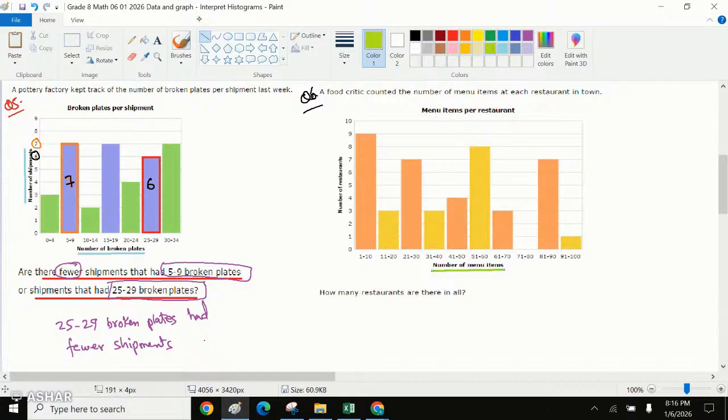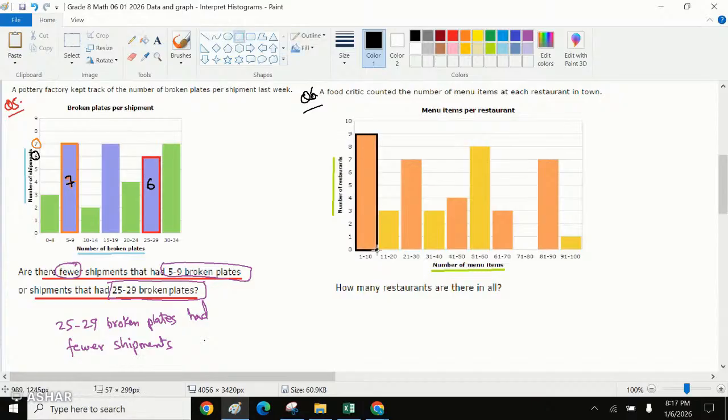On the y-axis, we have the number of restaurants. The question says, how many restaurants are there in all? What is the total number of restaurants? How can we find it? First, from 1 to 10 menu items were offered by how many restaurants? This was offered by 9 restaurants, right?